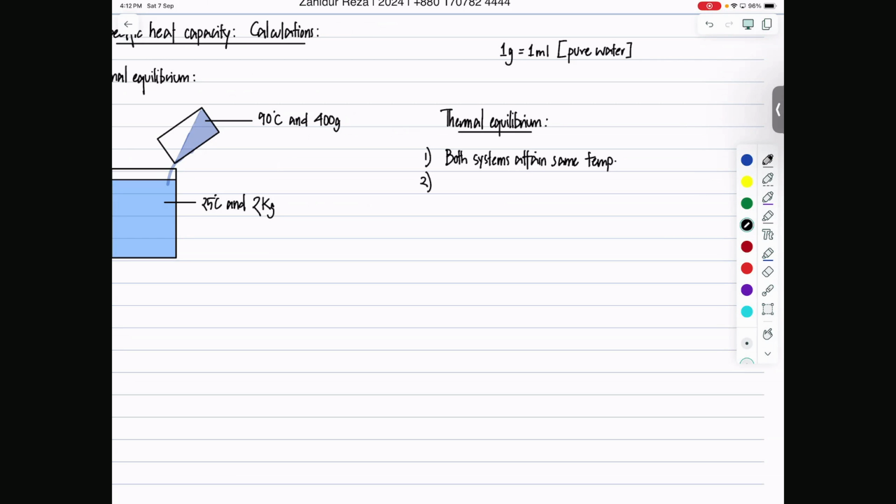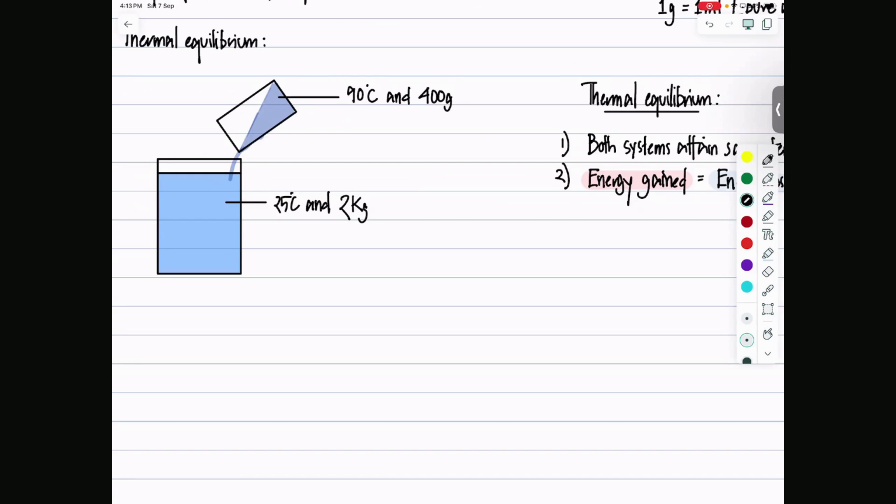Our second target is very obvious here, which is that energy gained must be equal to energy lost. This is the important part. Always one system is going to gain energy and the other system is going to lose energy. So in any kind of equilibrium scenario, there's a system that gains energy and there's always a system that loses energy. In this particular scenario, which one loses energy, the 90-degree one or the 25-degree one? 90. So this one loses energy.